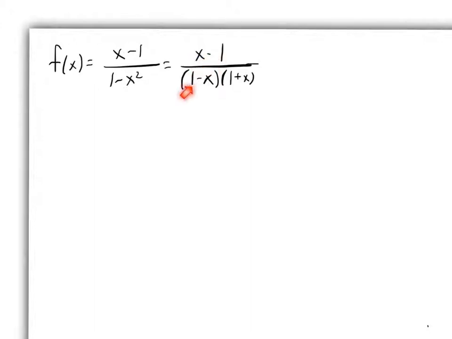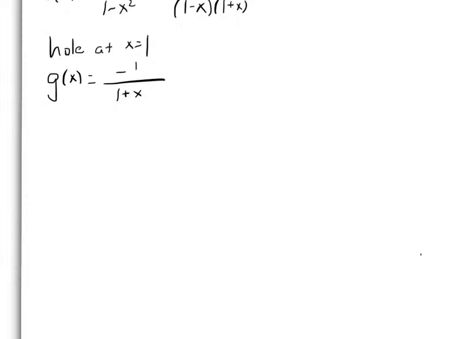So x minus 1 and 1 minus x are going to give us a hole when x is equal to 1. So what we can do is sketch the graph of negative 1 over 1 plus x, and then just put a hole at x equals 1. So for g of x, the domain is all reals except for negative 1.